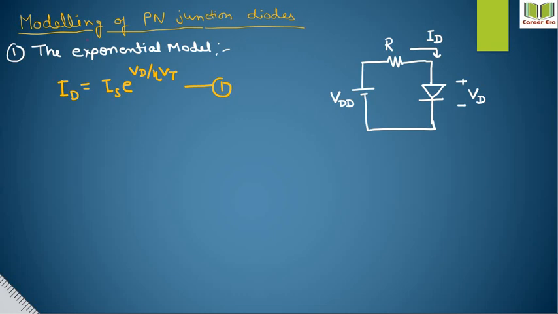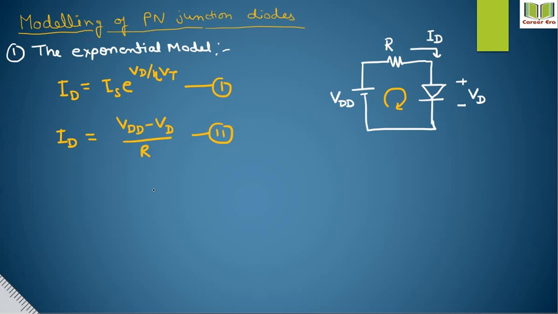Now, if we apply the KCL in this loop, then the current ID is equal to VDD minus VD upon R. This is equation 2. Okay.